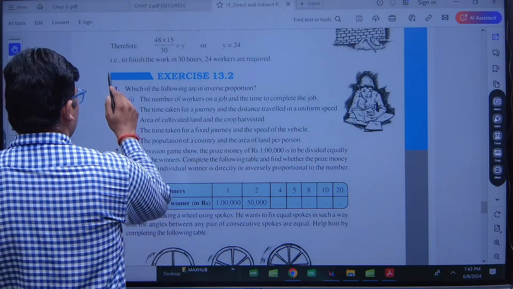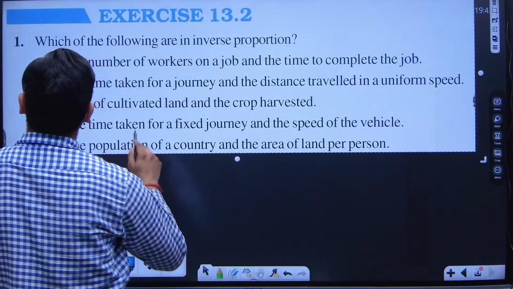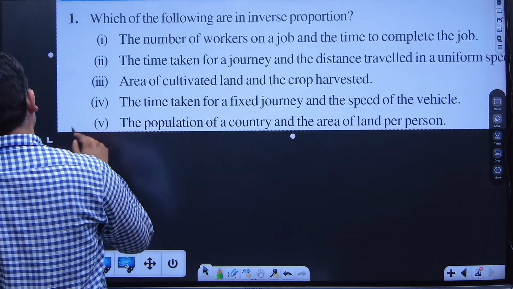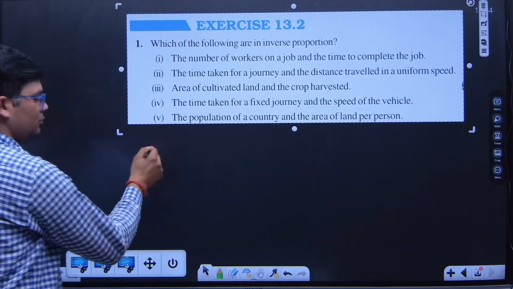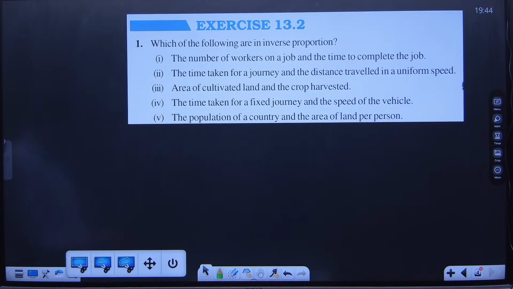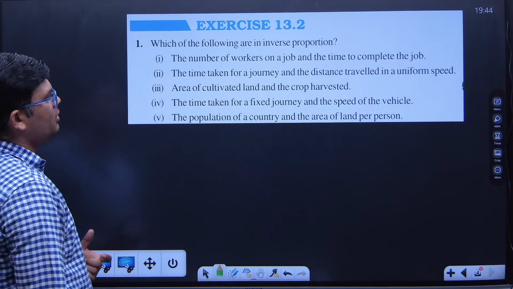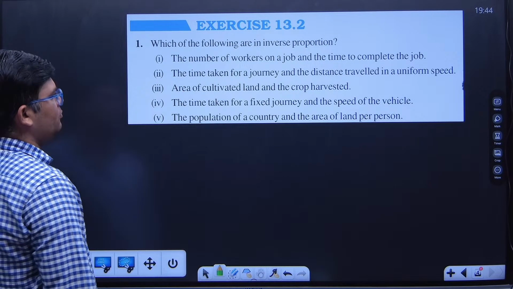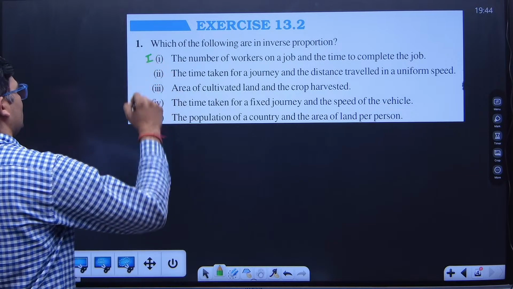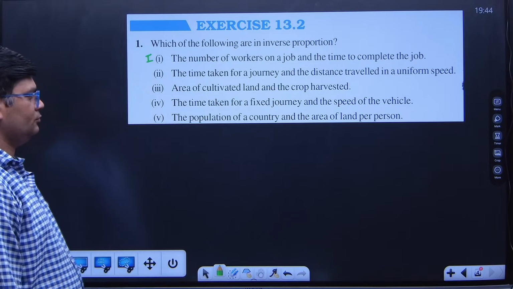Which of the following is inverse proportion? Let us do some questions on this. Read the question and tell me yes or no. Which of the following are in inverse proportion? One, the number of workers on a job and the time to complete the job. Sir, this is inverse. Very good. Two, the time taken for a journey and the distance traveled in uniform speed.